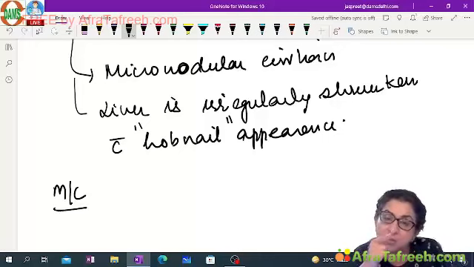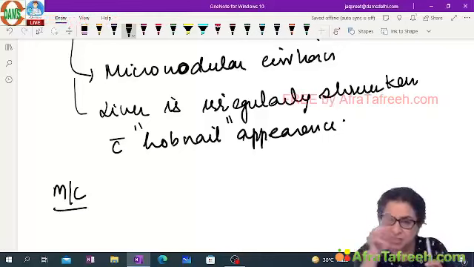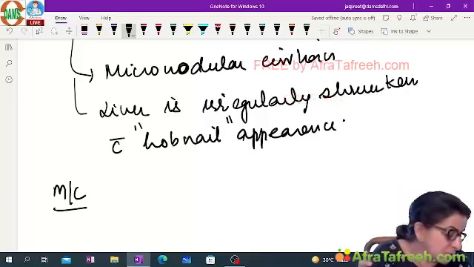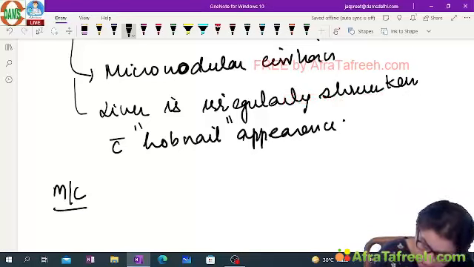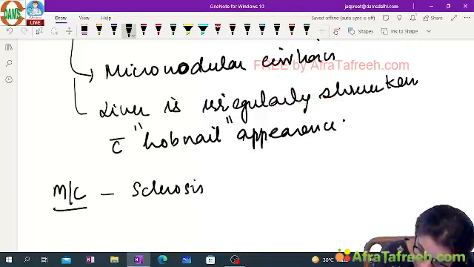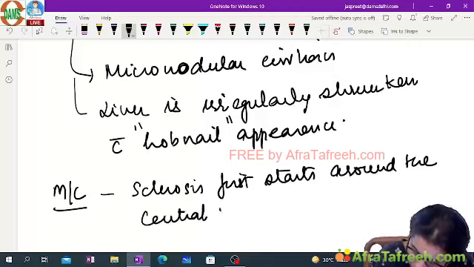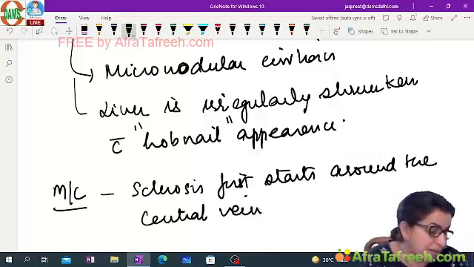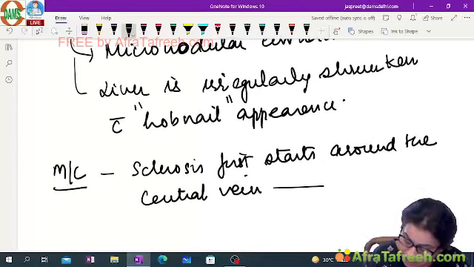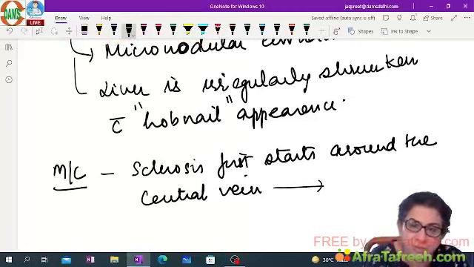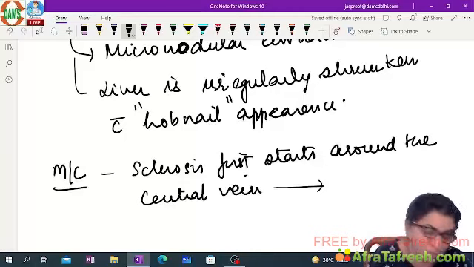Sclerosis first starts around the central vein. Central vein is in the center of the lobule. So around the central vein, sclerosis first begins, and then it spreads to the periportal areas. Then it goes to the perisinusoidal area. So it starts around the central vein and then spreads.